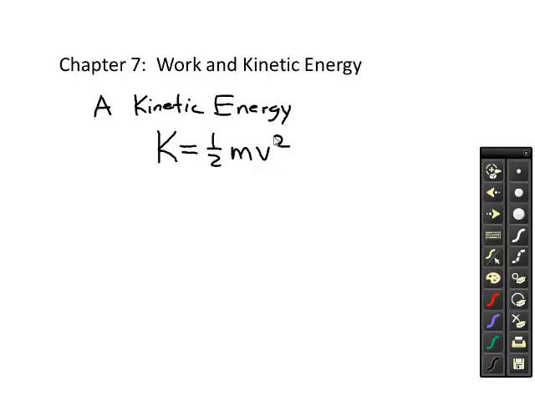Question: is kinetic energy a scalar or a vector? Answer, since I don't have any students in front of me, the answer is that it's a scalar. It doesn't have direction. Kinetic energy is directionless. Can kinetic energy ever be negative? Well, check it out. The velocity here is squared. So even if the velocity is negative, kinetic energy will always be positive. Kinetic energy is always a positive quantity.